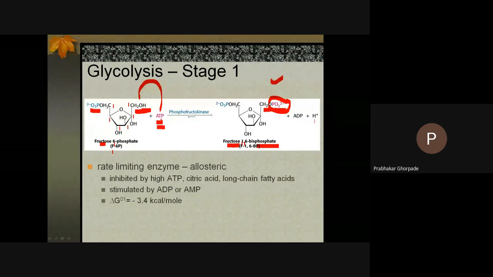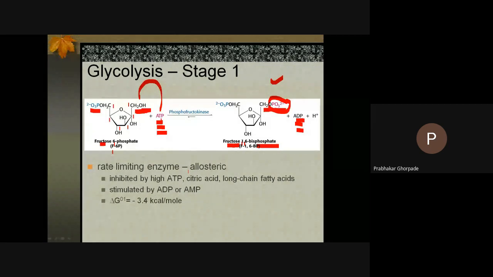And now this ATP gets converted into ADP, because one adenosine triphosphate has three phosphate groups. Once we remove one phosphate group, two phosphate groups remain. That is why we call it adenosine diphosphate. This is adenosine triphosphate; after the reaction, adenosine diphosphate. After this reaction, fructose 1,6-bisphosphate is formed, and this reaction, phosphofructokinase, is a rate limiting enzyme. It can get activated or inhibited allosterically.